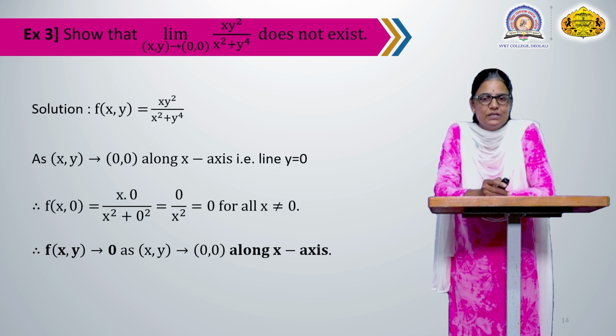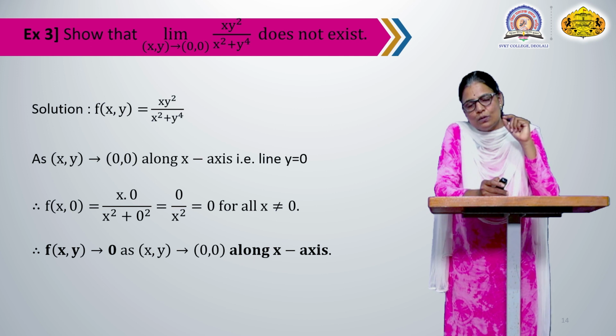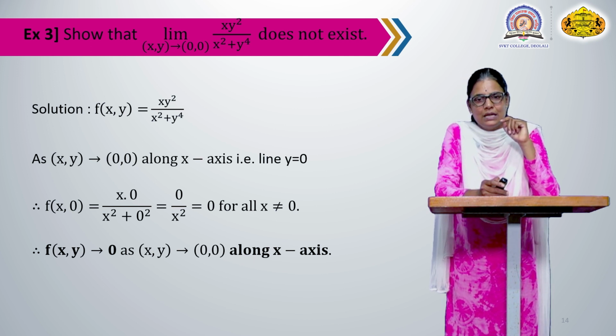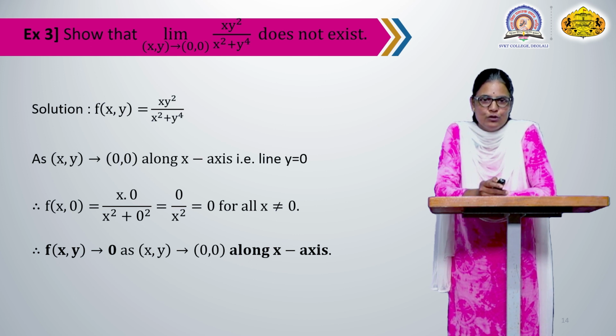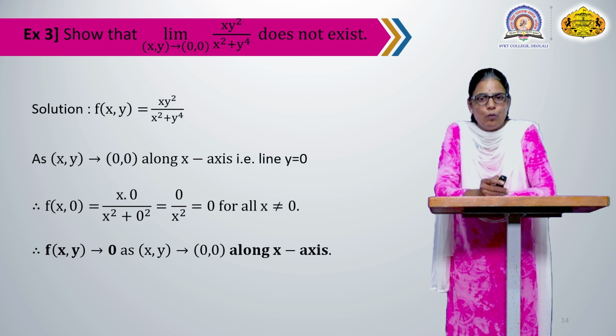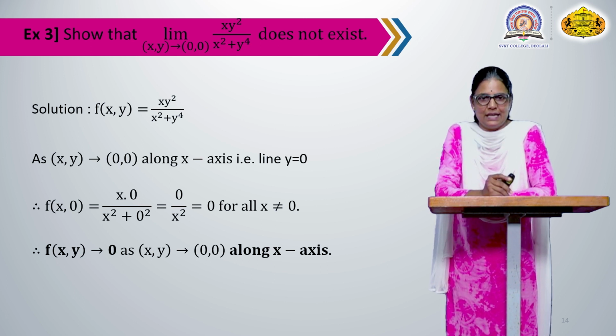So now here observe the function: the numerator is x into y square. So here the degree of x is 1, the degree of y is 2, and the denominator is x square plus y raised to 4. The degree of x is 2 and of y is 4 here. That is, in this case, in the numerator as well as the denominator, the degree of y is 2 times the degree of x.